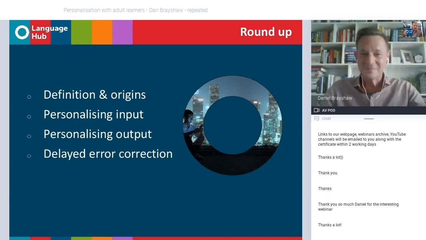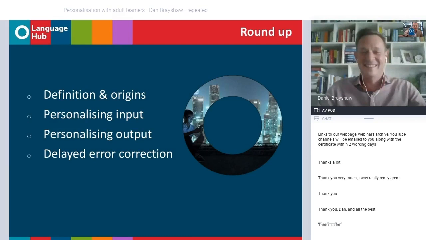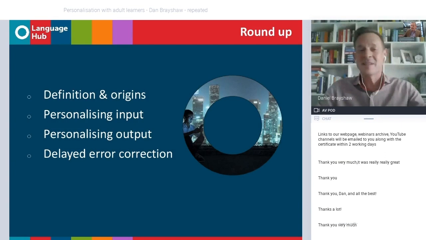So I have a special Language Hub mug. So there you are. This has got some hot coffee in there. So, Mike, the similarities continue because I've got two of those in my cupboard. Okay, there you go. So we're going to make everyone jealous.